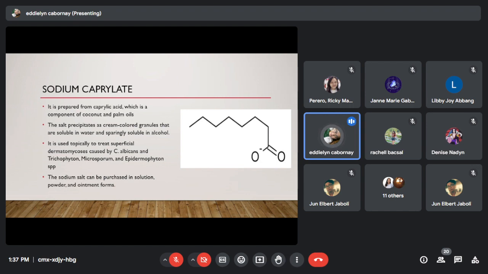So sodium caprylate typically appears as cream-colored granules. It is soluble in water, meaning it dissolves readily in water, but it is sparingly soluble in alcohol, indicating limited solubility in alcoholic solvent.